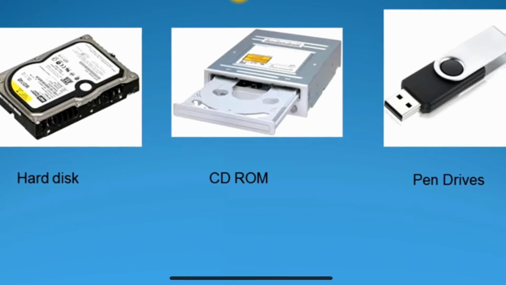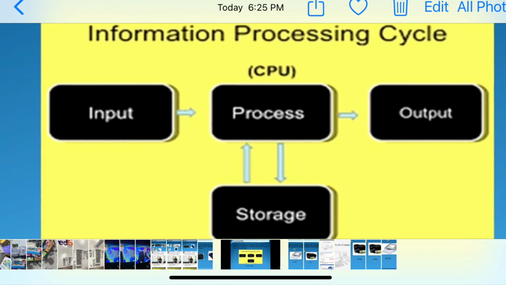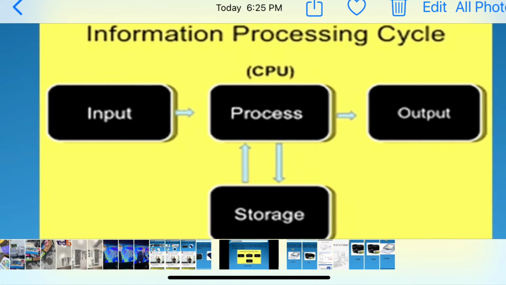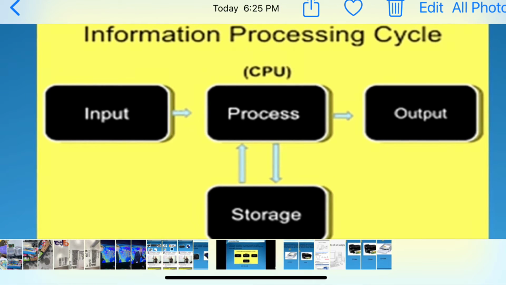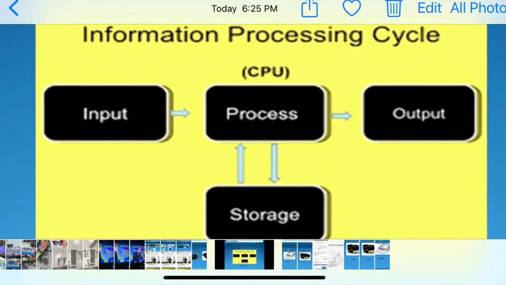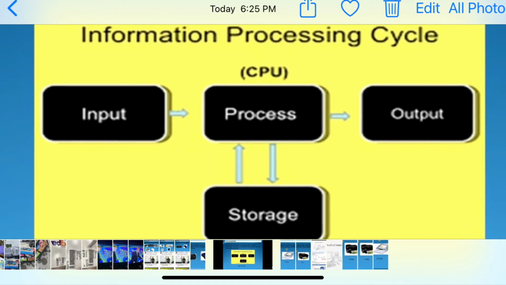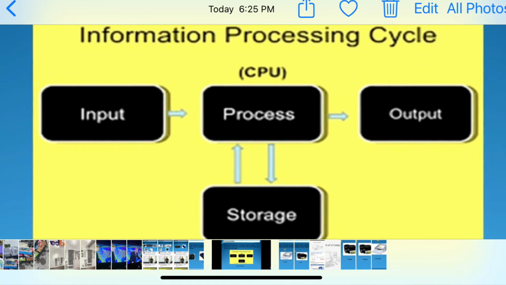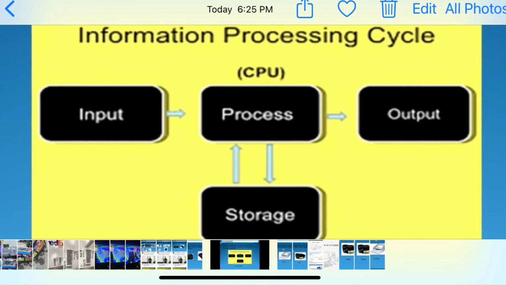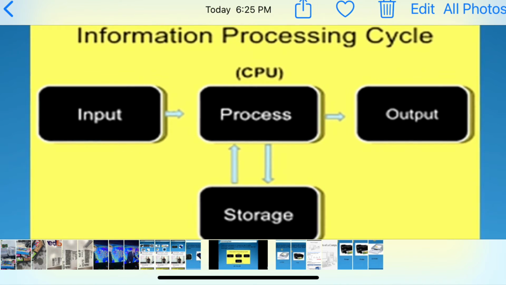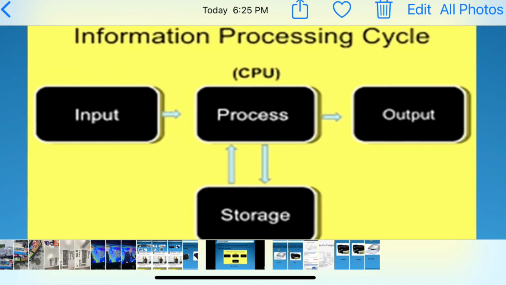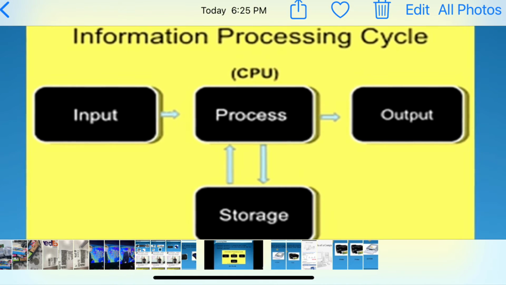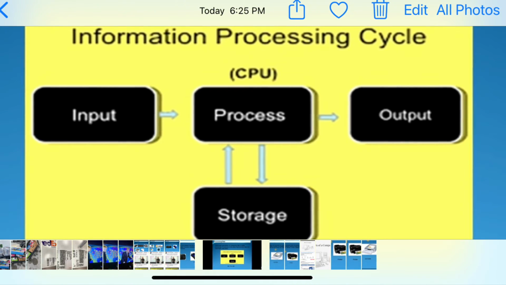And now, think very carefully now. You have the input, the process, the output. We call those areas the information processing cycle, or the CPU parts of the computer. They're very important and they help us operate the computer. What goes in the computer, what's processed in the computer, and what comes out of the computer.